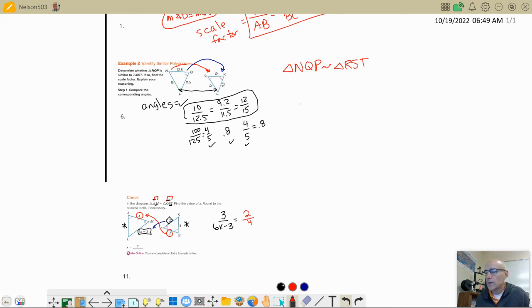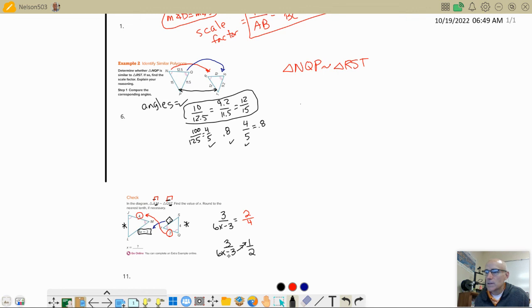Well, that's a nice little fraction. That comes down. I always reduce my fractions before doing anything else. It comes down to 1/2, right? And this is 3 over 6x minus 3. Now what I'm going to do is multiply both sides by 2, and multiply both sides by 6x minus 3. You might also know that as cross multiply.